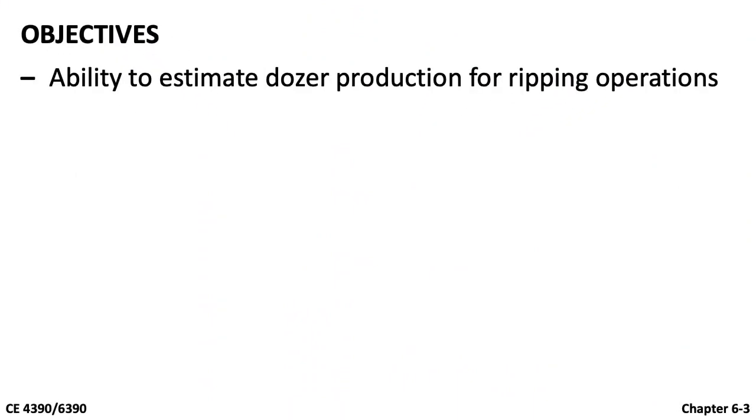The single objective of this lesson is to estimate the production of a dozer when it is used as a ripper. In the previous section of this chapter, you learned that we can use blasting to excavate rock. So, when to use ripping or blasting? This decision is typically based on cost.